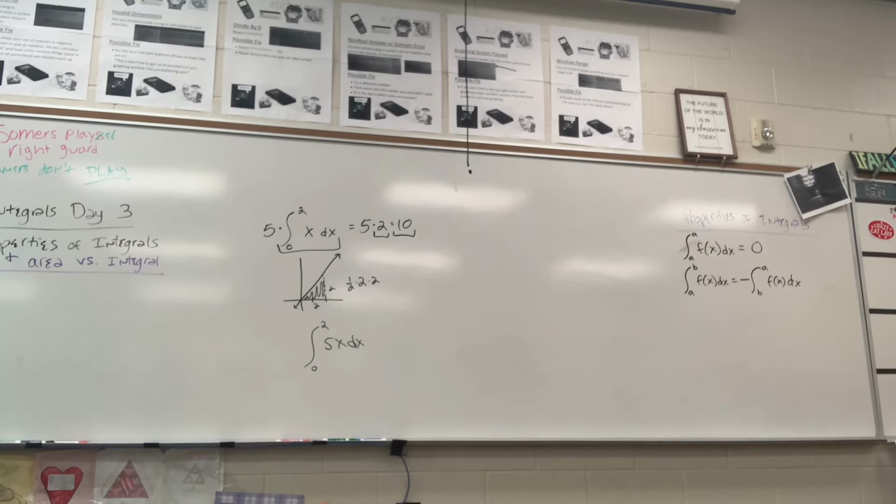Yeah, the slope is fine. Because the graph now goes up to 10. At x equals 2, so you have a really long triangle. And the area of it is 5.